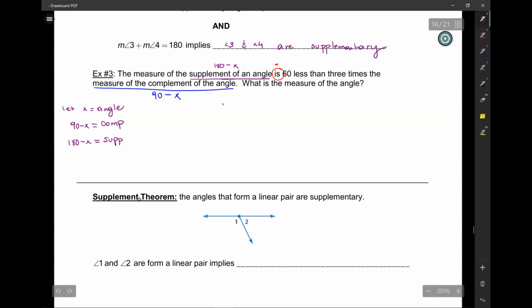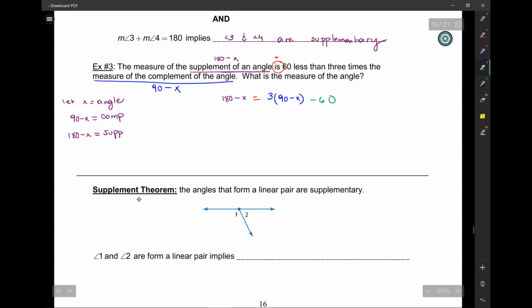The measure of the supplement is equals. Okay. 60 less than, so that's blah, blah, blah, minus 60. 3 times the measure of the complement. 3 times the complement minus 60. Now, look at the equation and tell me if I wrote that correctly. Let me read the sentence to you. The measure of the supplement is 60 less than 3 times the complement. Yes. Okay, you see how you can go back and forth and check?